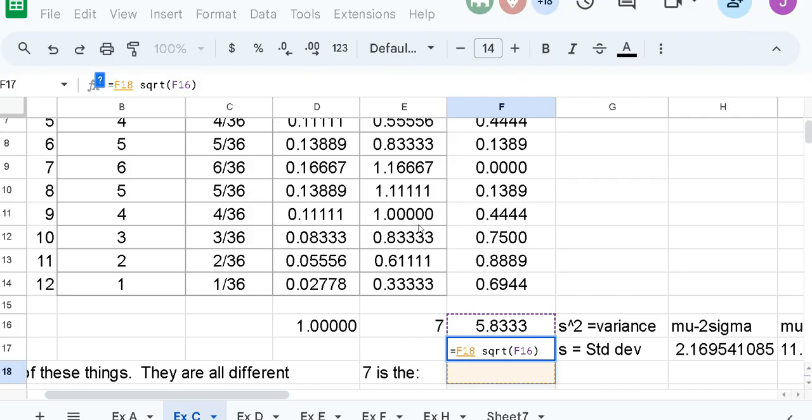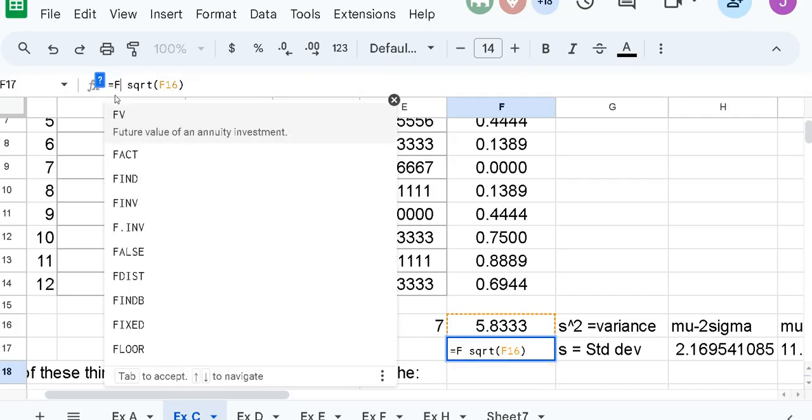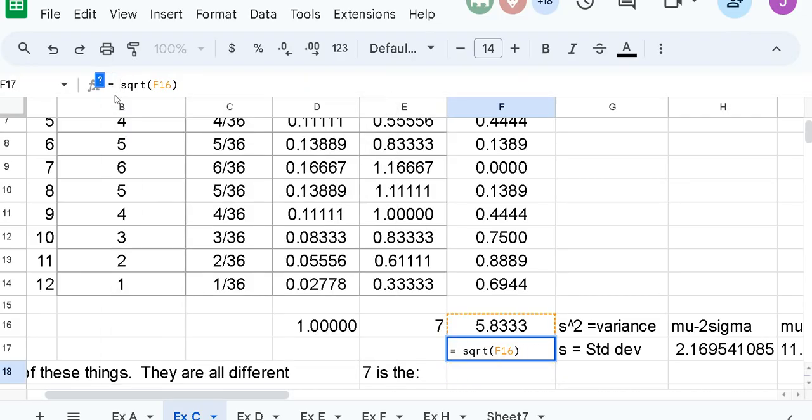So the standard deviation, let's see, I didn't mean to do that. There we go. Standard deviation, I'm getting about 2.4152. Is that what you guys are getting?